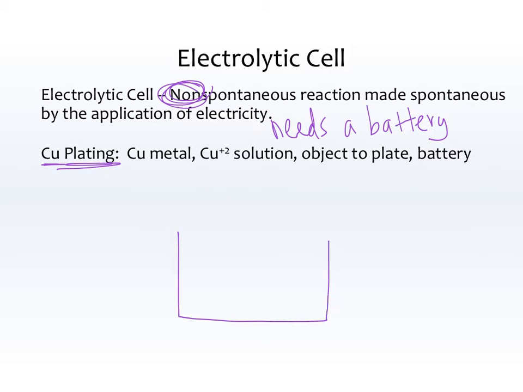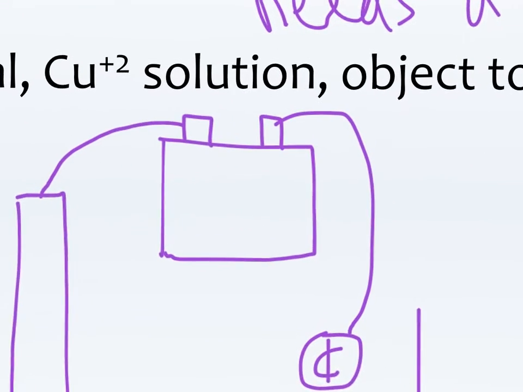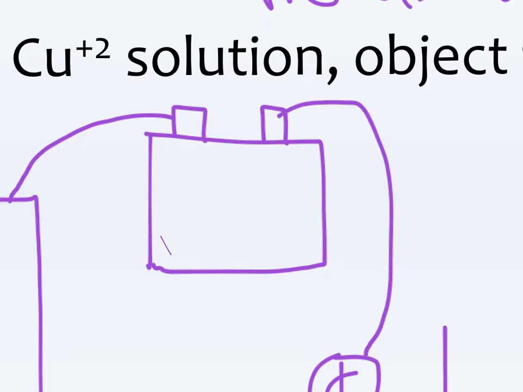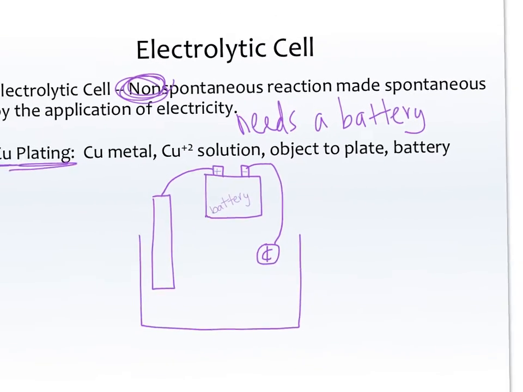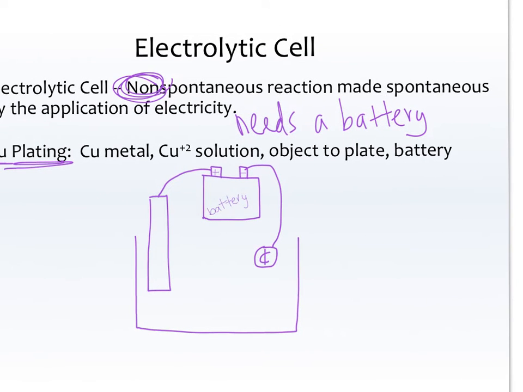So we're going to diagram an electrolytic cell. Something that you're going to notice about the diagram of an electrolytic cell is that it's got one beaker instead of two. Let's hook this up. And this right there is a battery with a positive terminal and a negative terminal.